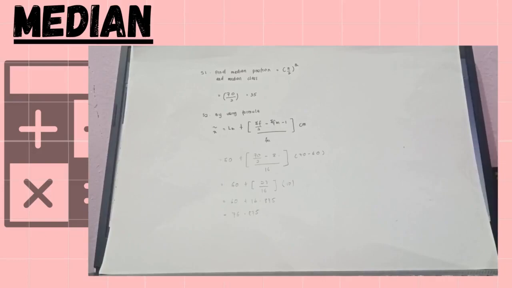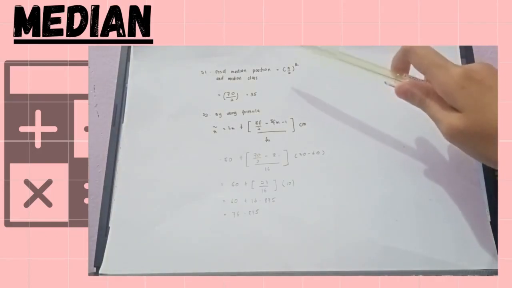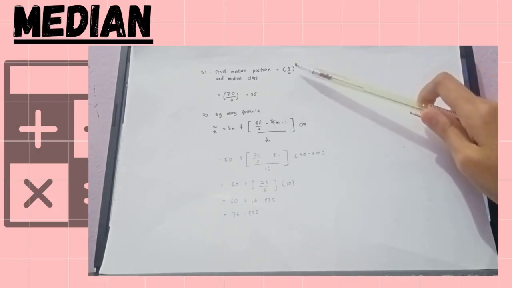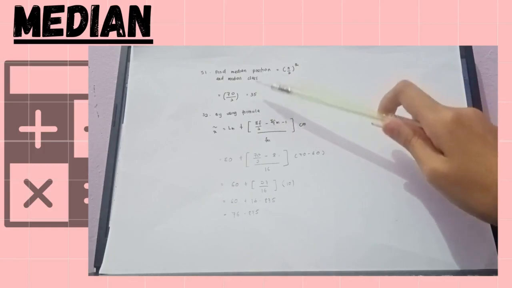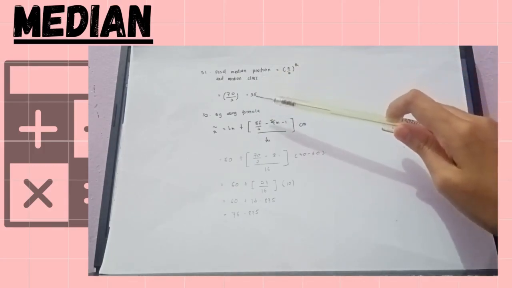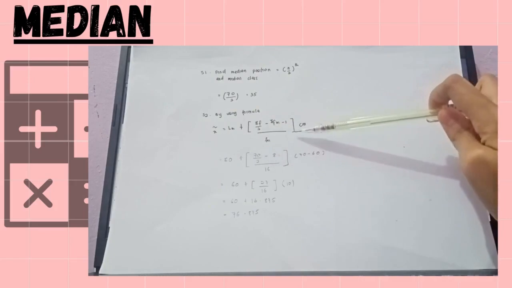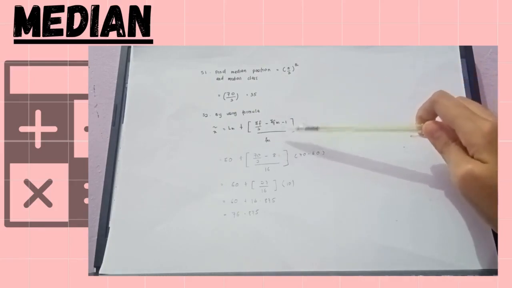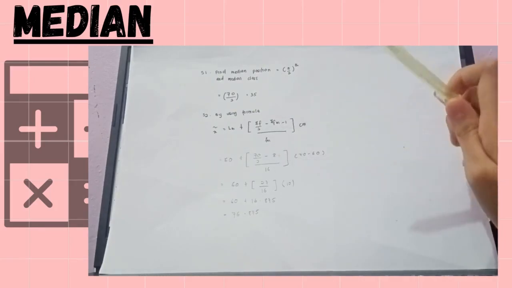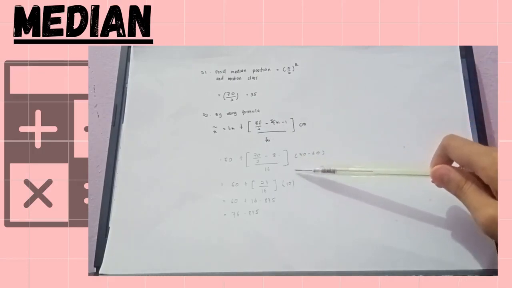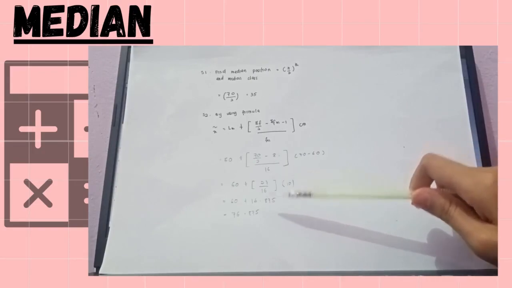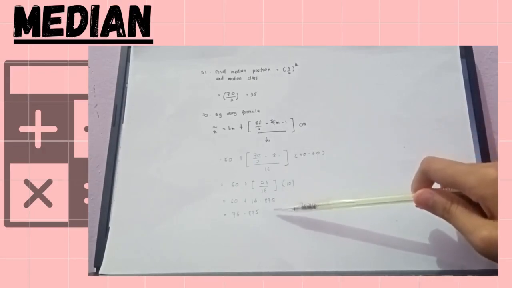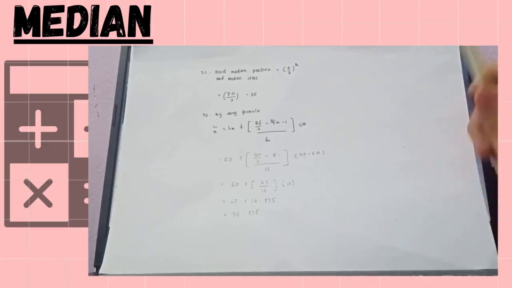And for the next step, you need to use the formula. Step number 1, you need to find the median position and median class, which is n divided by 2. N is 70 divided by 2, equal to 35. And then step number 2, by using the formula, you just take the information from the table and calculate as usual, and then you get the last answer. The median is 76.875. So this is the last answer.